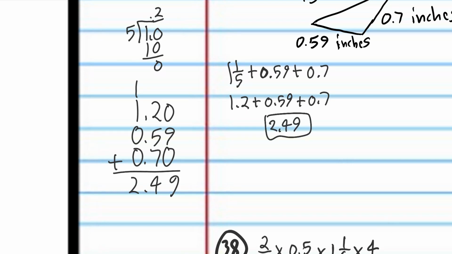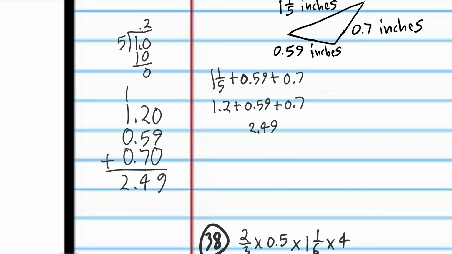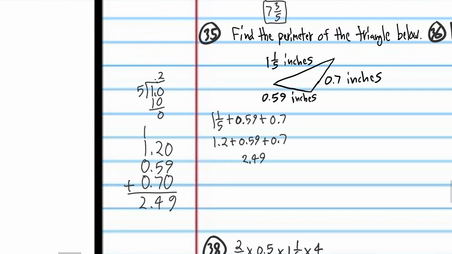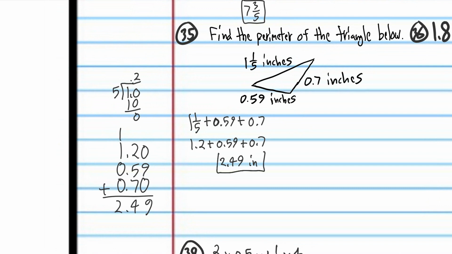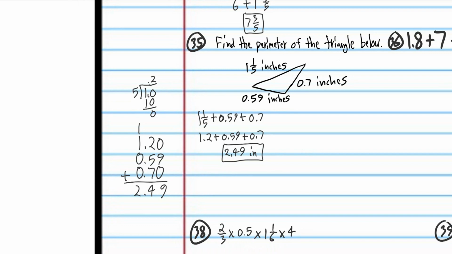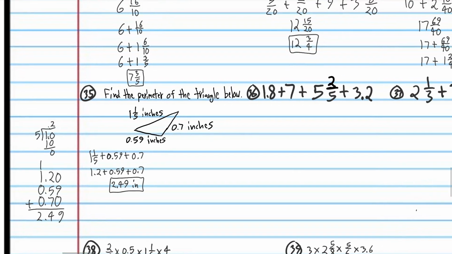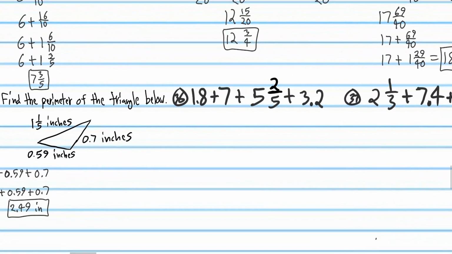Now if I rectangle that answer, I'm going to get 1 point taken off. Why? Because we need our units. We need inches, so IN. So the perimeter is 2.49 inches. That was an example where we changed everything to decimal form.